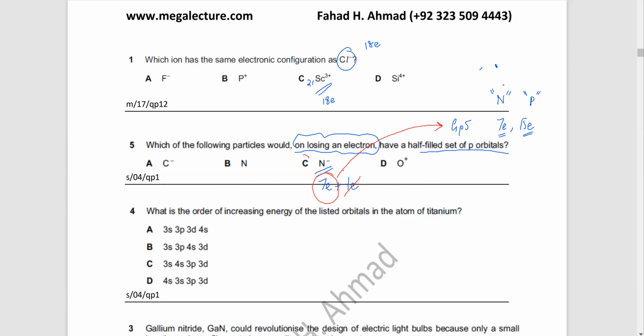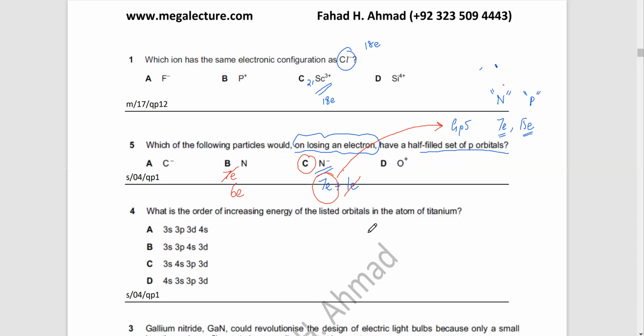Hence, your answer is N-1, because the question explicitly stated that the element must lose an electron and then get the electronic configuration where it has a half-filled set of p orbitals. It can't be nitrogen, because nitrogen has 7 electrons, so if it loses an electron, it now has 6 electrons. Now 6 electrons is not going to be the group 5 electronic configuration. TK, is this clear? Minahil, is this clear? Usman, is this clear? Yes.